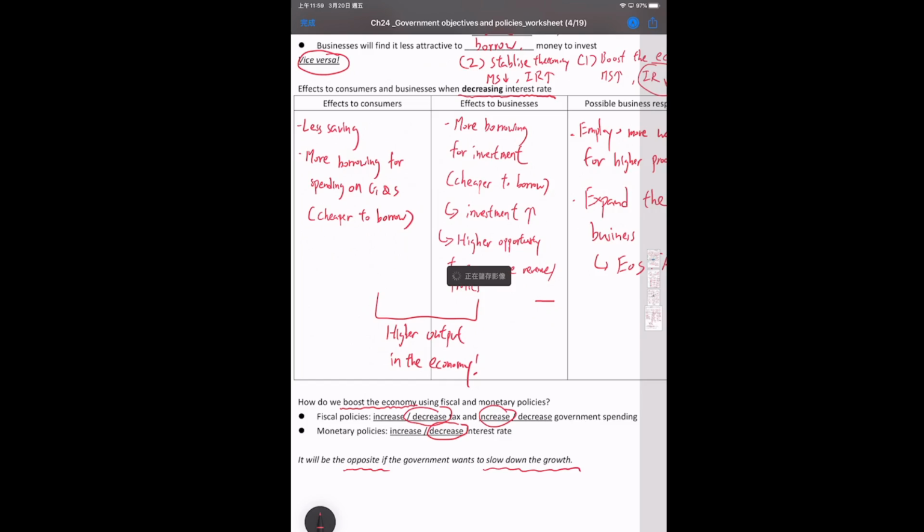There's only one more chapter left. Finally. I'm going to upload this written worksheet on Google Classroom, so don't worry about the note taking and everything. So that's all for now, and one more chapter to go.